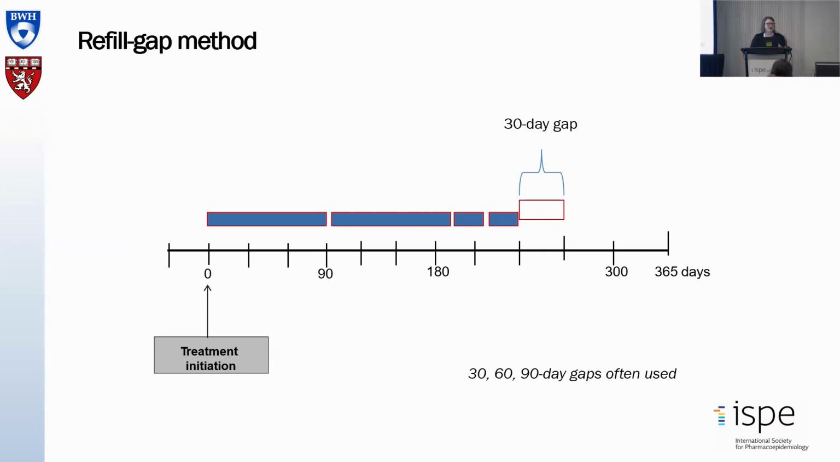Sometimes a 30-day gap is considered as them having stopped taking the drug, or 60 days, or 90 days. Those are probably the most common ones. But you're effectively looking in your supply area until you see that gap, and then you're considering them non-persistent or censoring them for your studies.